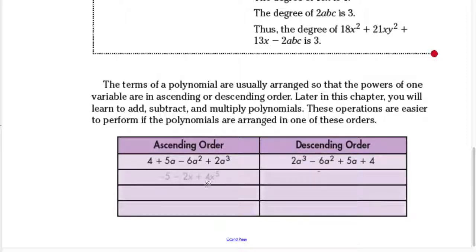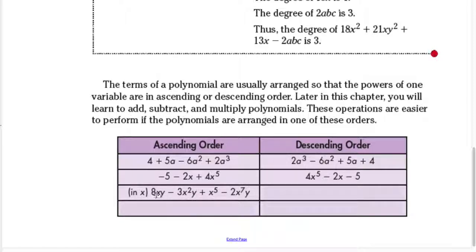Okay. Again, another example of ascending order is negative 5, negative 2x, plus 4x to the fifth power, because it's 0, 1, and 5. Okay? Descending order would be 4x to the fifth minus 2x minus 5.